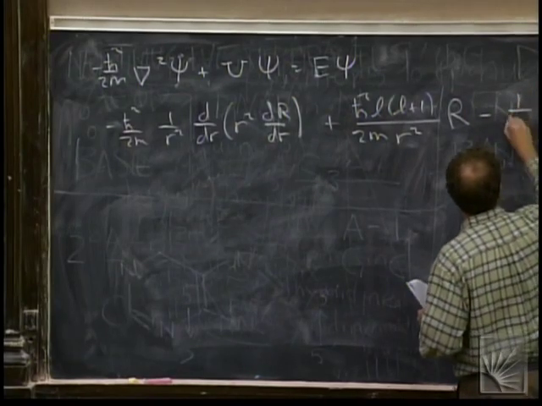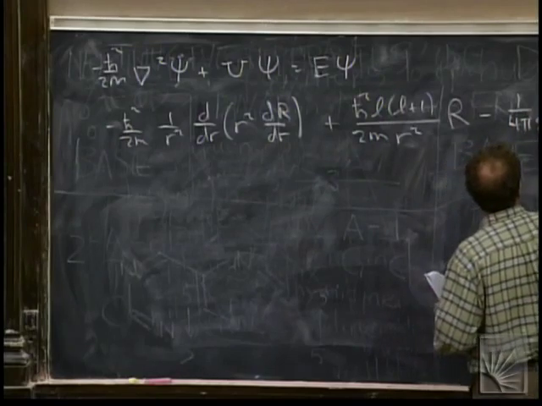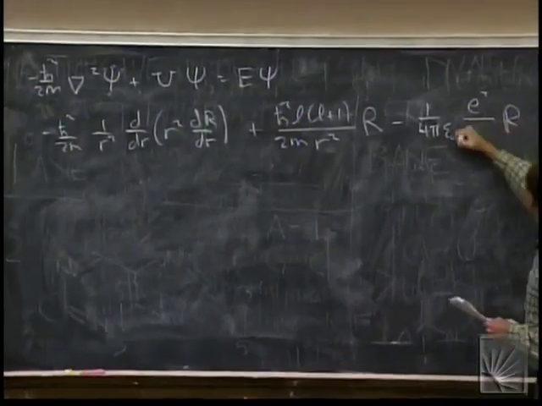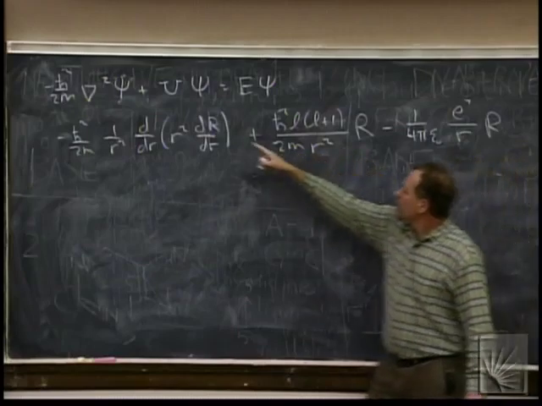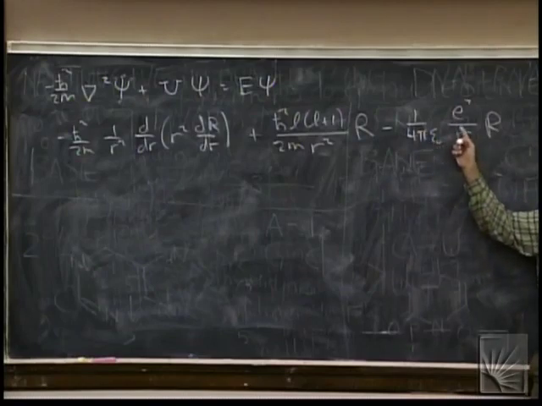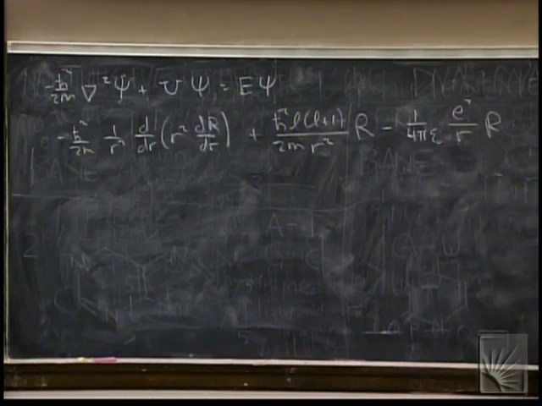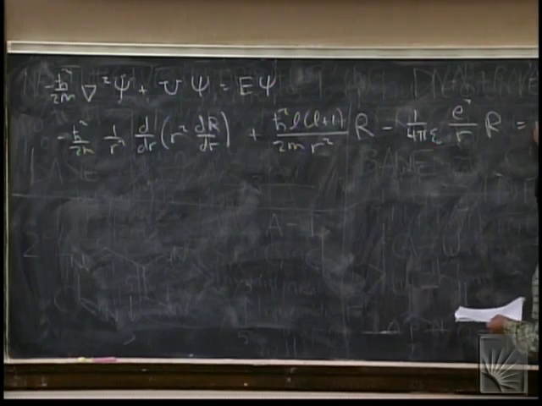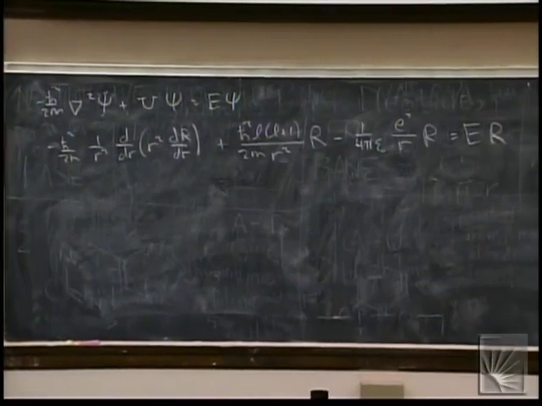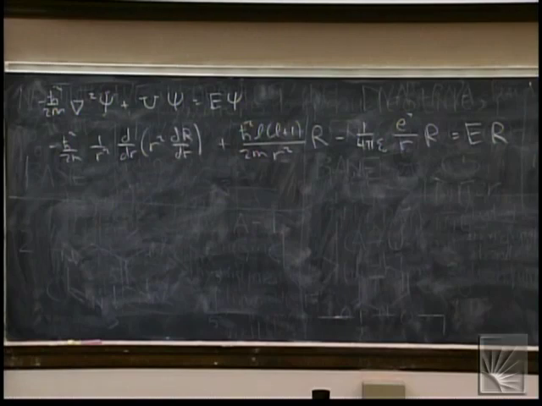And now, let me go ahead and plug in for what the potential is. Sorry, that's little r. I just put in the potential energy in a positive sense, but the potential for a hydrogen atom, right? It's a charge of e on the proton and a charge of minus e on the electron, so it's just negative e squared over r, with the standard normalization in MKS units, equals E R. So that's the radial equation I now have to solve to complete our work.